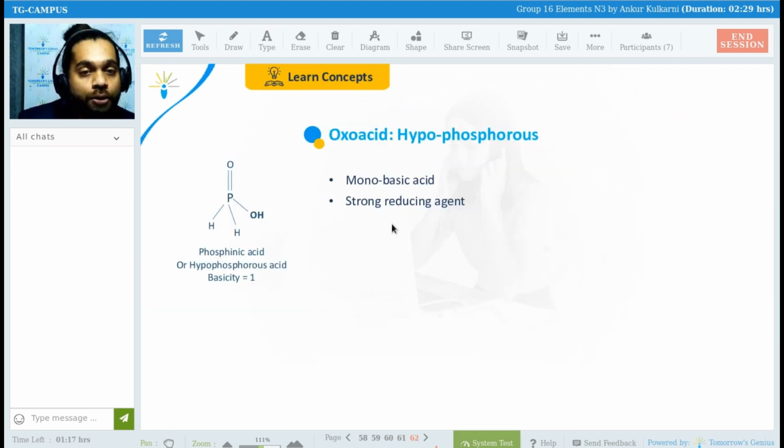Now H3PO2 looks like this. Is it clear now how to draw it? It is a strong reducing agent. Why? Because it can give you H minus also. The H minus it will give will reduce the other compounds. That's why it is a strong reducing agent, and the basicity is 1. So it is a monobasic acid. That means if you react with a base, it will give only 1 proton. Is it clear, Sajna?